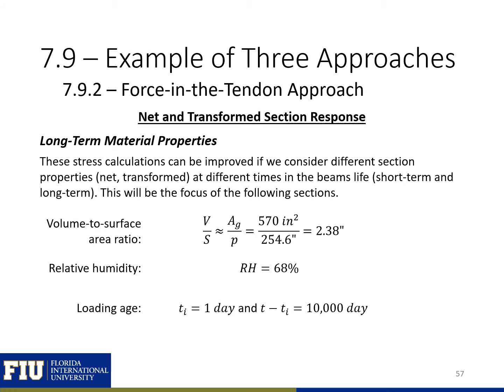Next, we're going to find our stresses using the net and transform section response. And to do this, we need to calculate our long-term material properties. For this, we'll need our volume to surface area ratio, which we found before. We'll need our relative humidity, which we were given. And we also need some information on our loading age. So we're going to assume that our initial loading age is 1 day, and that the time when we're interested in our long-term effects is going to be 10,000 days.